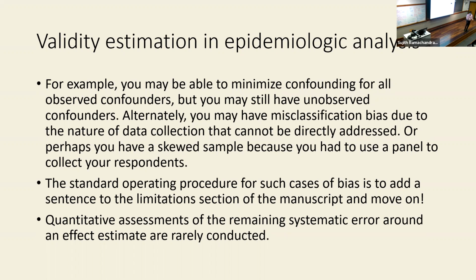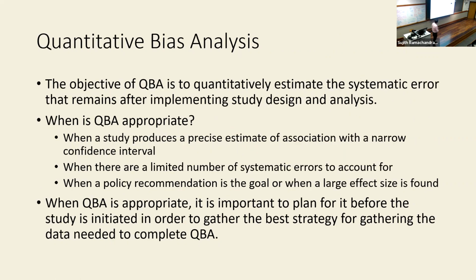I have written a lot of papers where I've just acknowledged that these limitations exist and then just moved on as if nothing happened. But honestly, we can do better than simply acknowledge that those limitations exist. We can quantitatively account for it. And doing that is quantitative bias analysis.